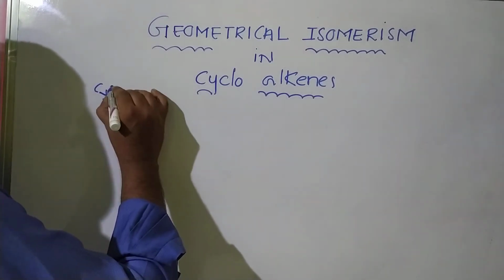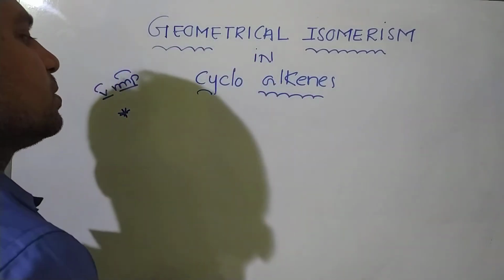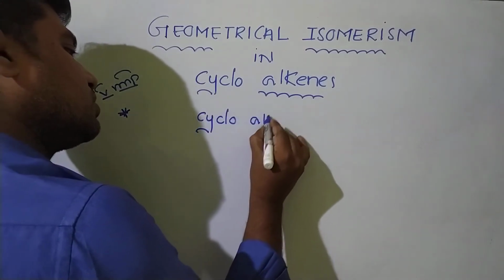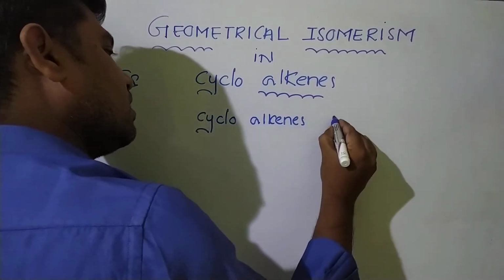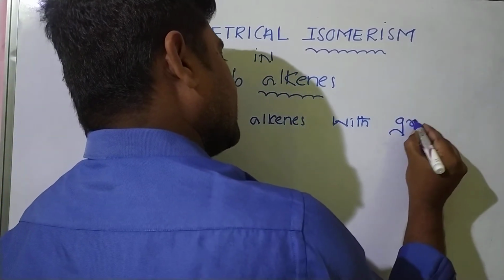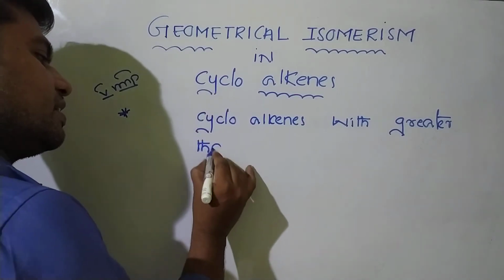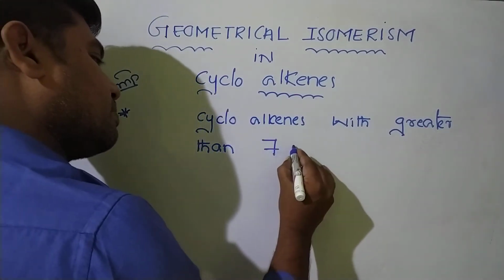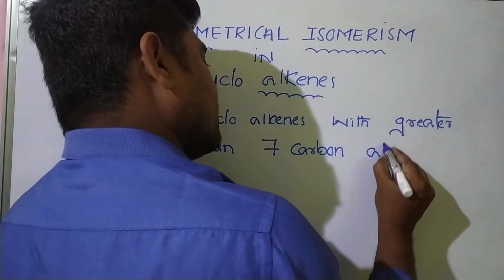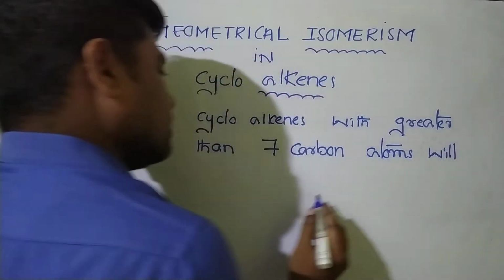So very important key point for this topic, please note immediately: cycloalkenes with 8 or more carbon atoms will show geometrical isomerism.